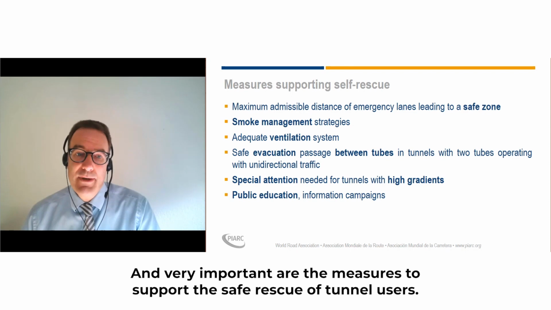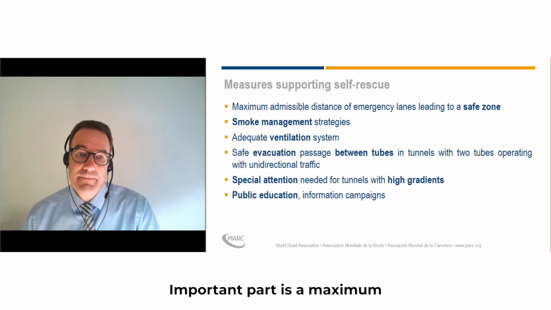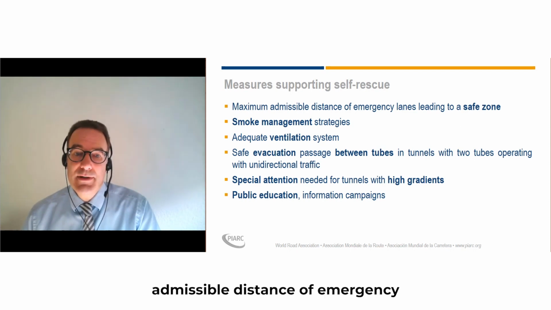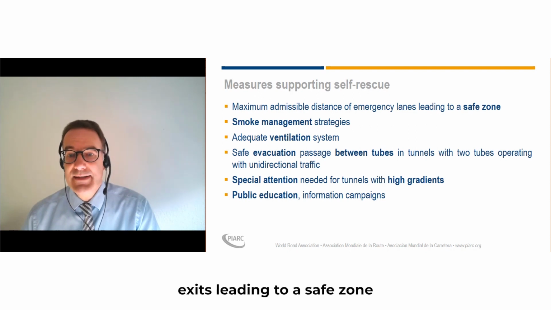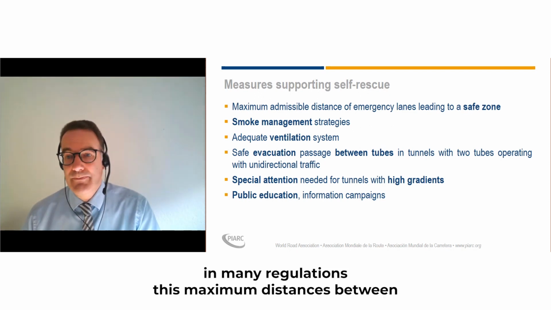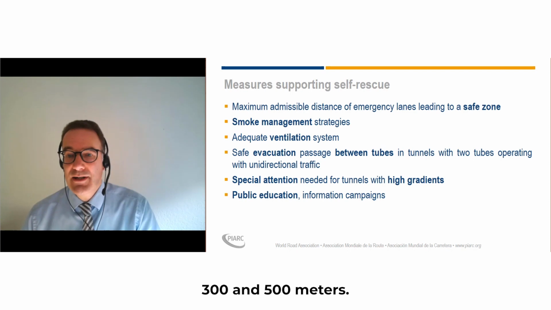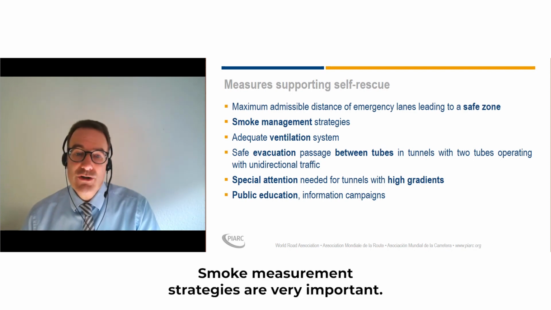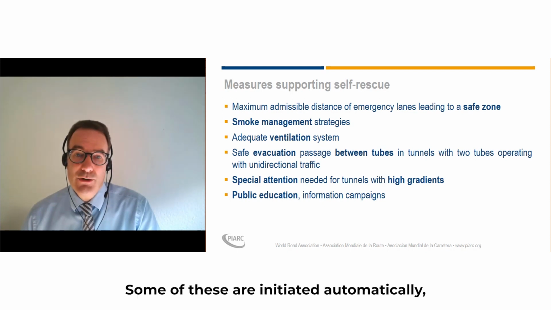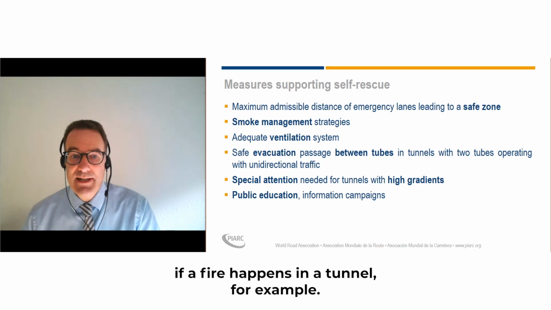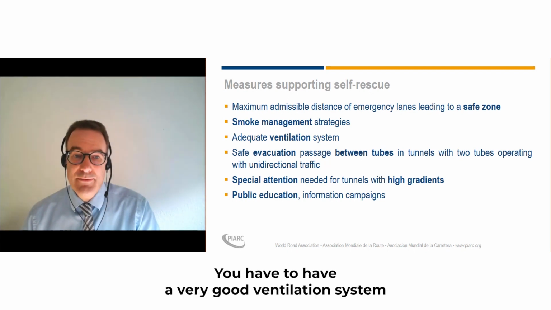And very important are the measures to support the self-rescue of tunnel users. Important part is a maximum admissible distance of emergency exits leading to a safe zone. In many regulations, this maximum distance is between 300 and 500 meters. Smoke management strategies are very important. Some of these are initiated automatically. If a fire happens in the tunnel, for example, you have to have a very good ventilation system to help the users to evacuate by using the ventilation system.